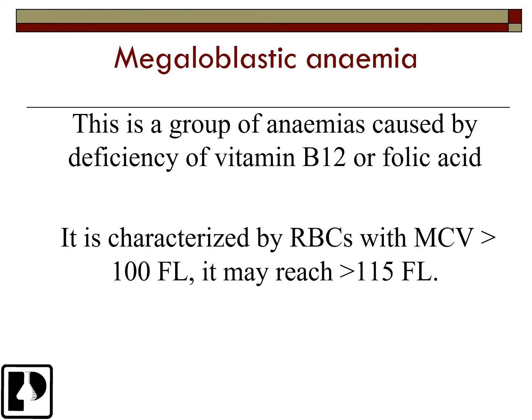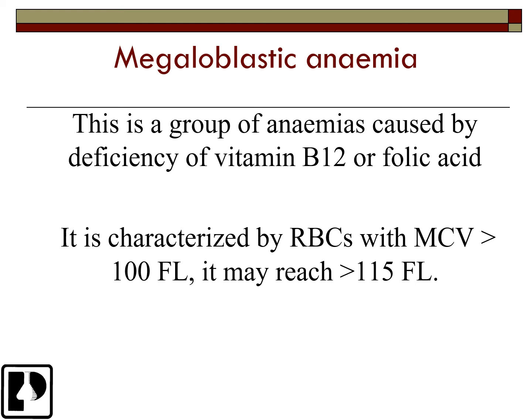The second type of anemia is megaloblastic anemia. Megaloblastic anemia, from the name, the size of RBCs is enlarged. This group of anemia is caused by deficiency of vitamin B12 and folic acid. Why is the size enlarged? Usually, folic acid and vitamin B12 are needed for DNA synthesis.